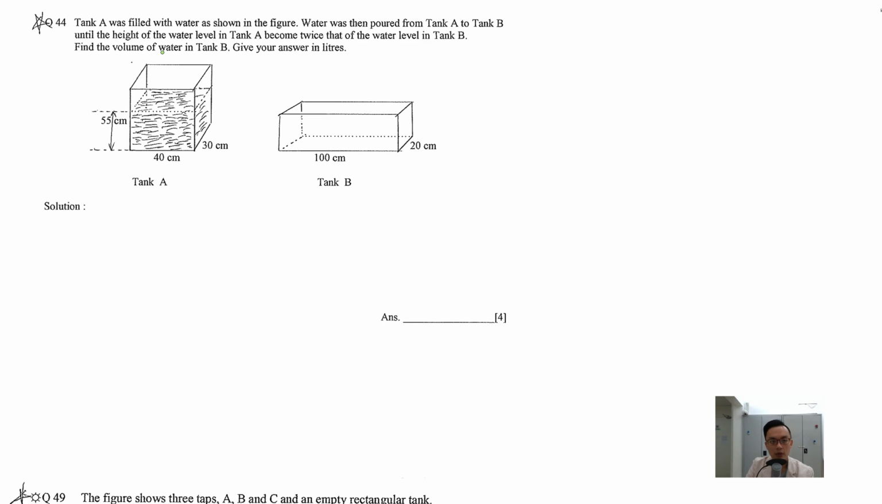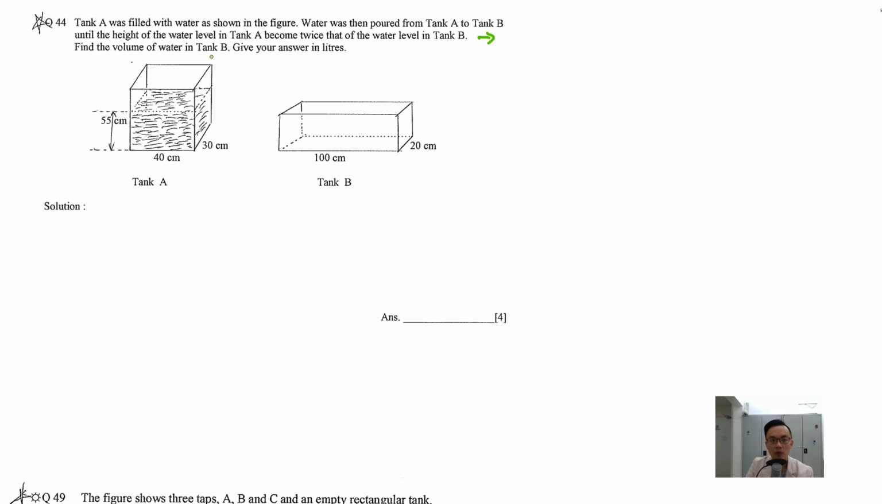Okay, let's look at this question. Tank A was filled with water as shown in the figure. Water was then poured from tank A to tank B until the height of the water level in tank A becomes twice that of the level in tank B. Okay, so this is a very common question. So I pour here, I pour there until the height becomes like half or twice or 3 times. Very, very common question. So you have to learn how to do this.